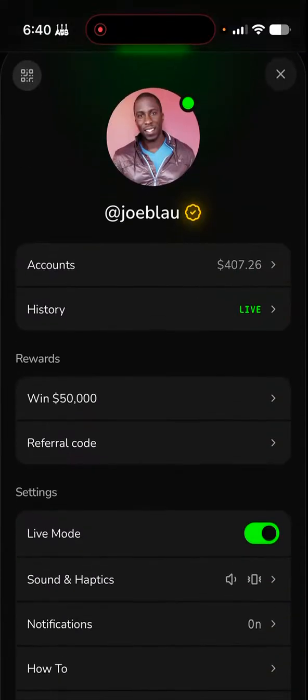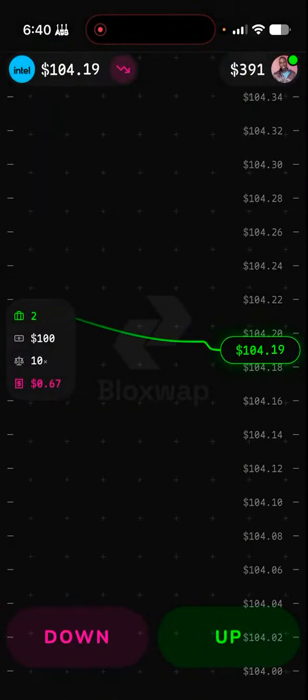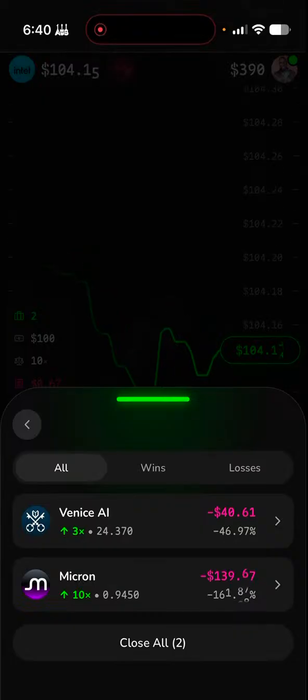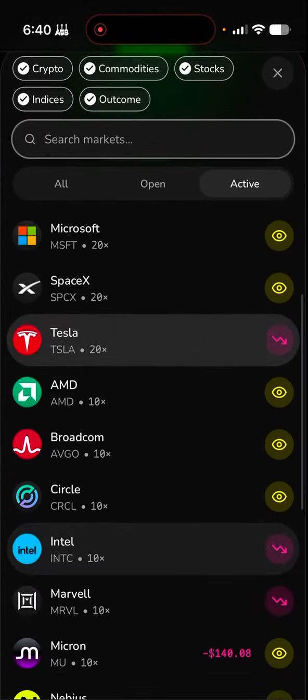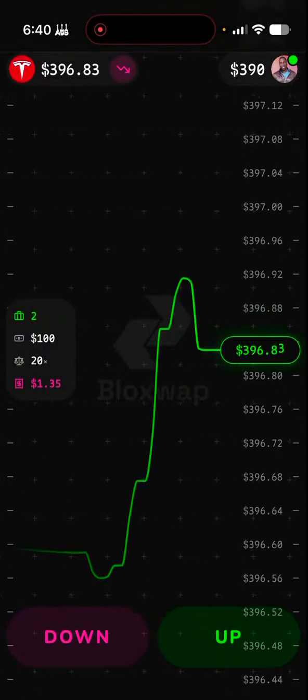Road to redemption. Look, the thing is we have to cover all of these other positions as well, right? Because these are going down. So we have to cover those in our gains. Let's see, Tesla's dropping. Oh, we can do 20x leverage on Tesla.